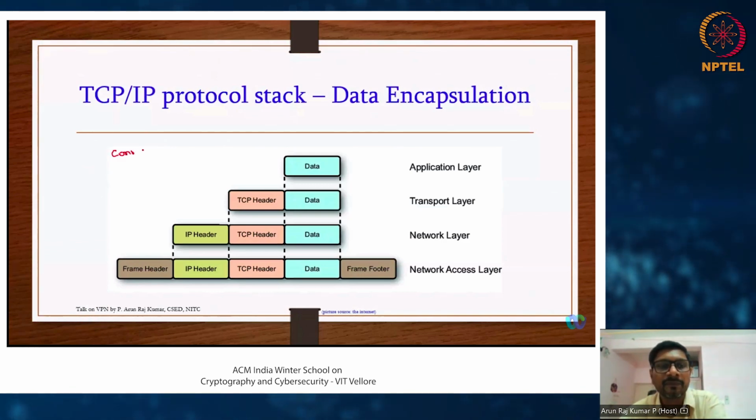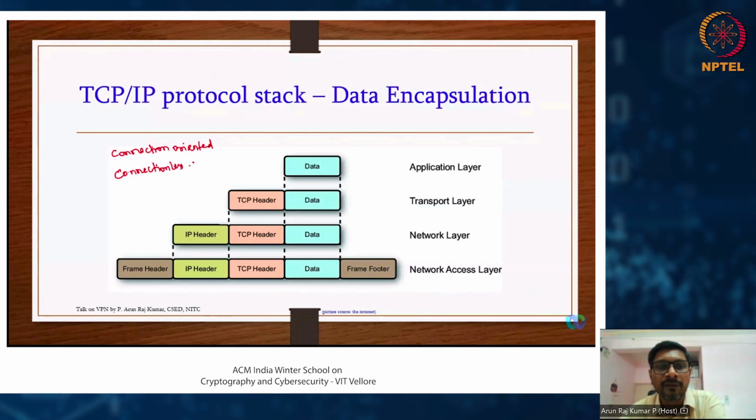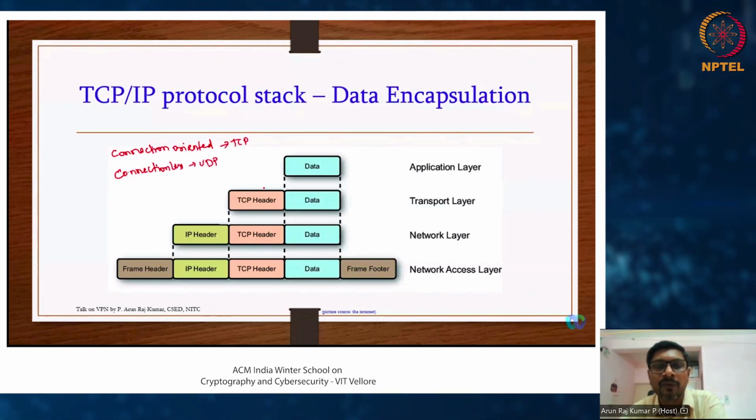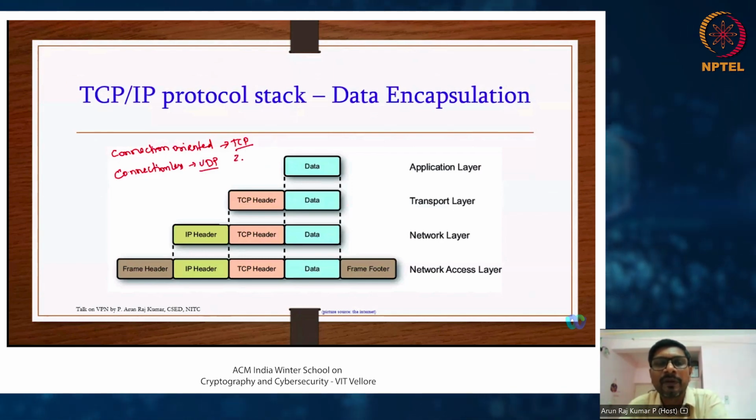Connection oriented, which is the TCP, and connectionless, which is the UDP. So these are the standard protocols in the transport layer. In addition to that, there are many protocols, SCTP and others, but these are the standard protocols generally when we call it the transport layer. So this carries something around 20 bytes.